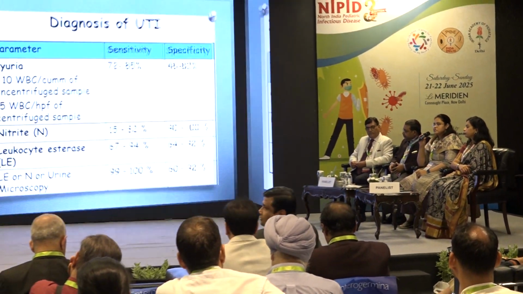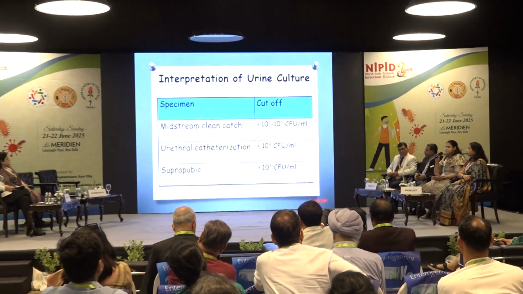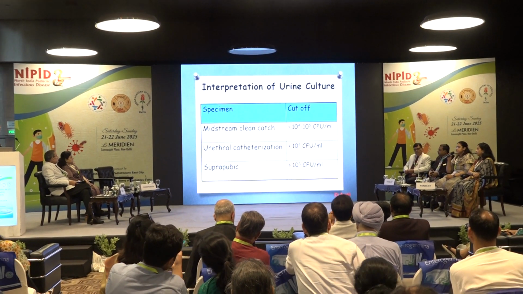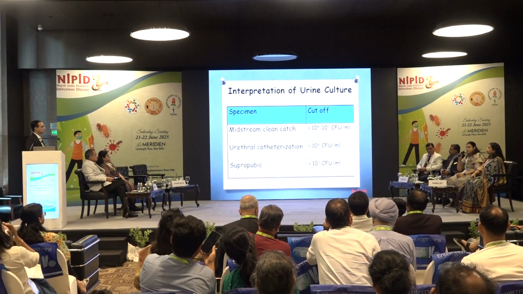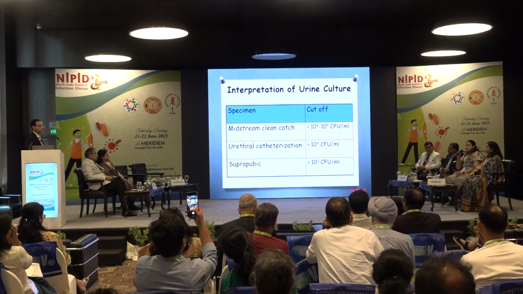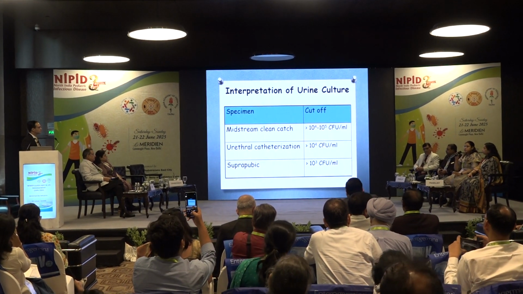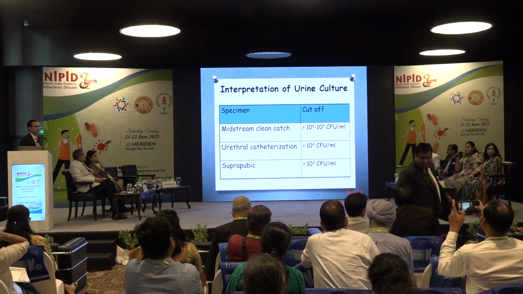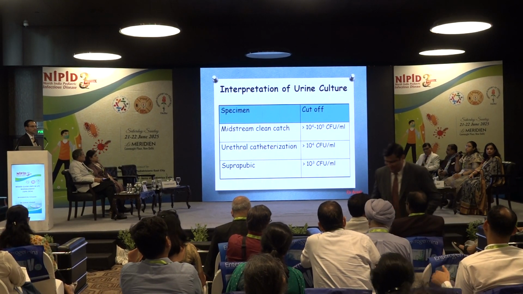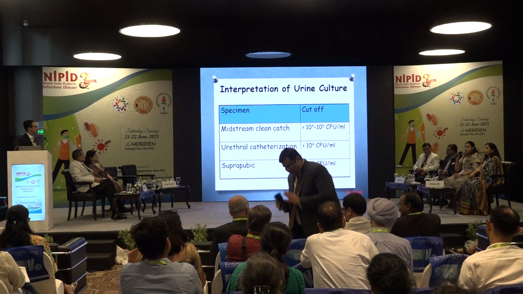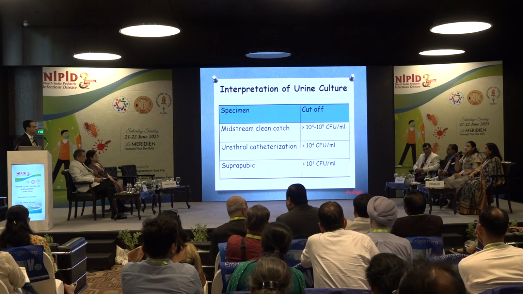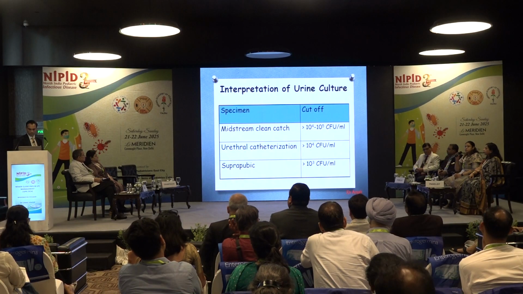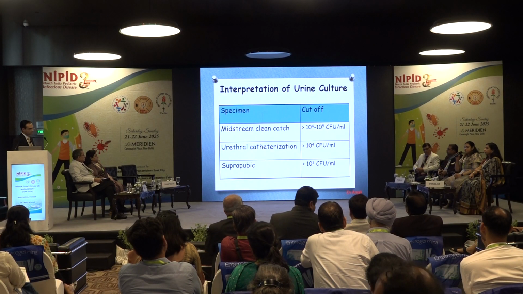Coming to the urinary culture reports, the culture should be interpreted when we know what the specimen of the child is. For example, if we take a midstream clean catch sample, the colony forming units range from 10 to the power 4 to 10 to the power 5 colony forming units per ml of urine. While in a urethral catheterized sample, it should be more than 10 to the power 4 colony forming units per ml, while in a suprapubic sample, it should be more than 10 to the power 3 colony forming units per ml of urine.